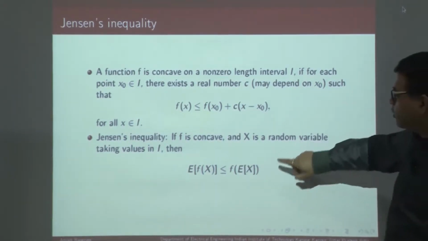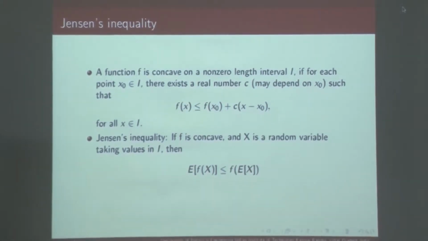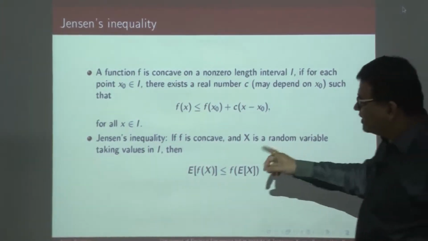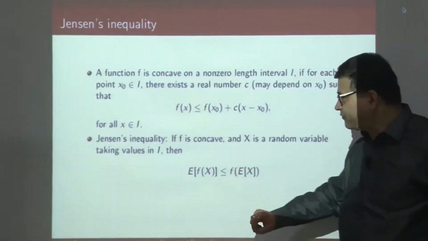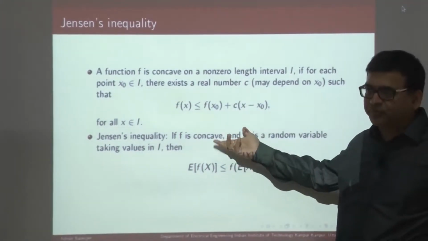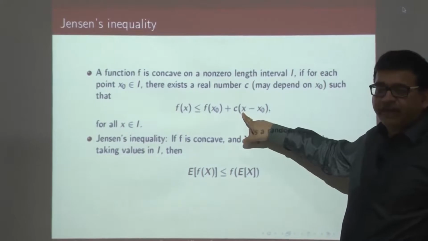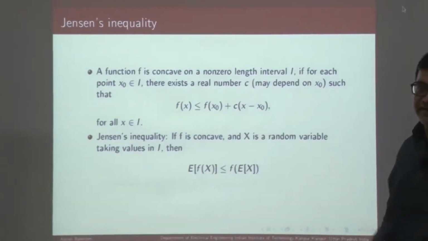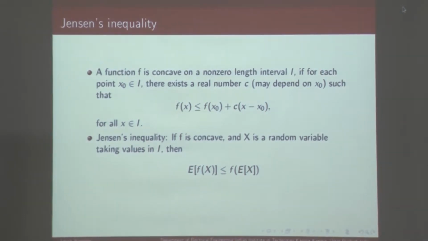Now, can you tell me how I can derive this from this? I will take the expectation on both sides. If I take expectation here, I will get expected value of f of x. Now, what is the expected value of f of x naught? This will be f of x naught because that is a constant, plus c times expectation of x minus x naught. Now, how do I get this form? I will choose my x naught to be the expected value of x.